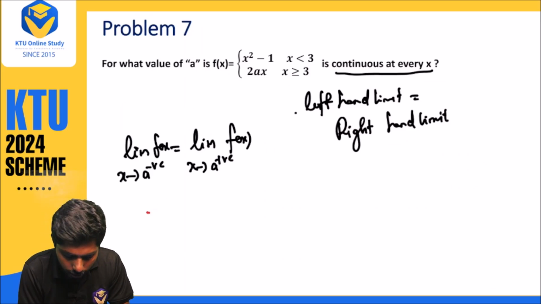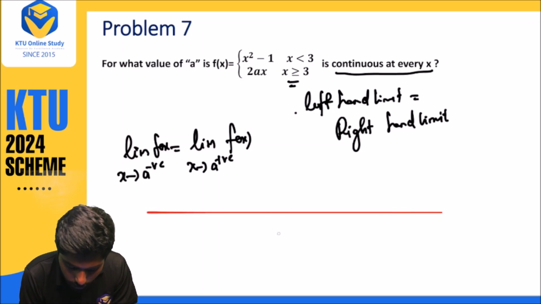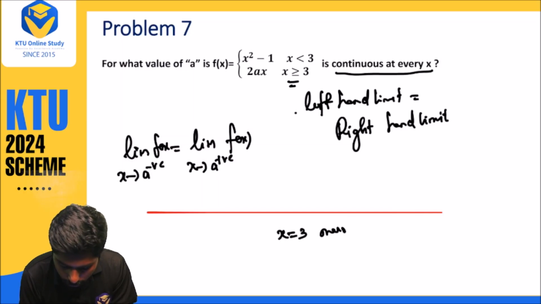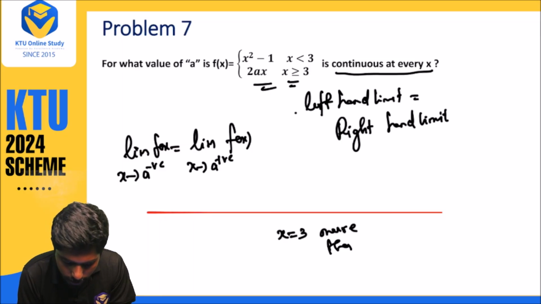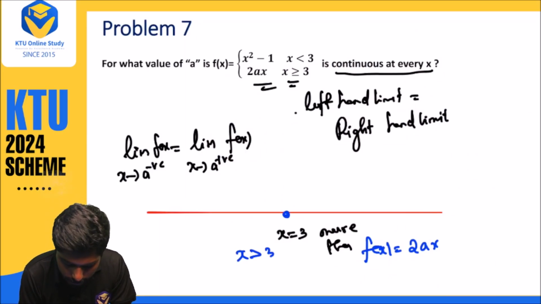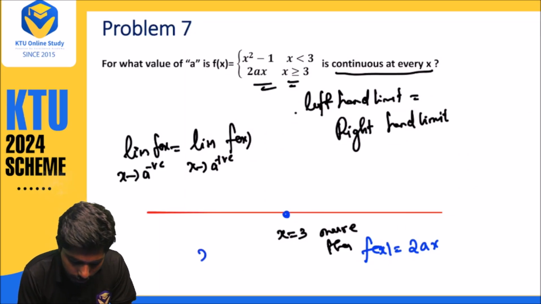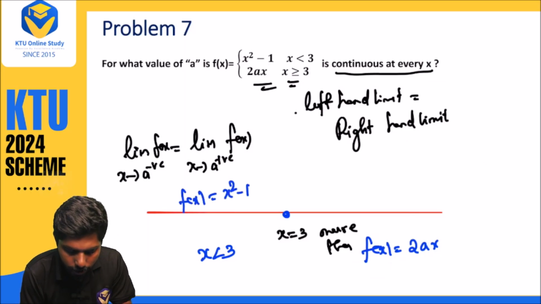So now draw the diagram. What have they given? They have mentioned x is equal to or more than 3. That is when x is equal to or more than 3, our f(x) is equal to 2ax. And when they mention x is less than 3, f(x) is nothing but x² minus 1.